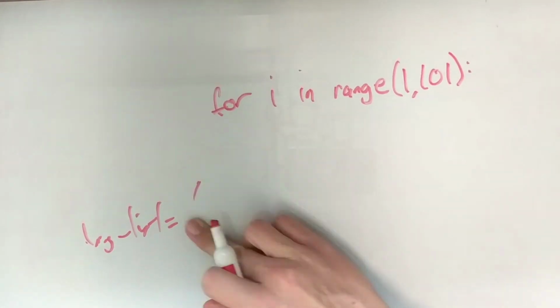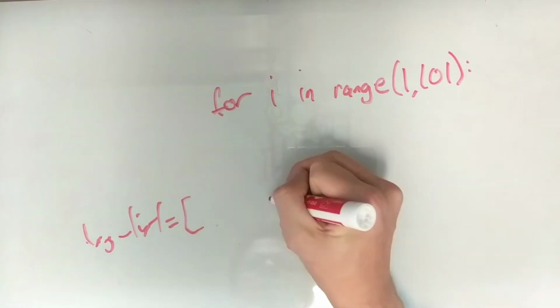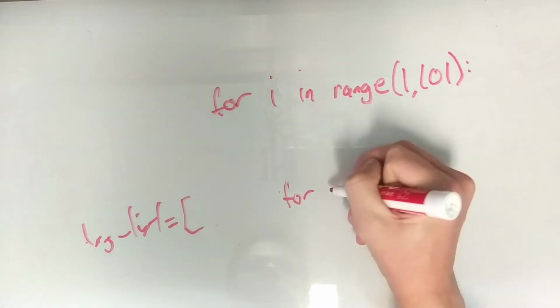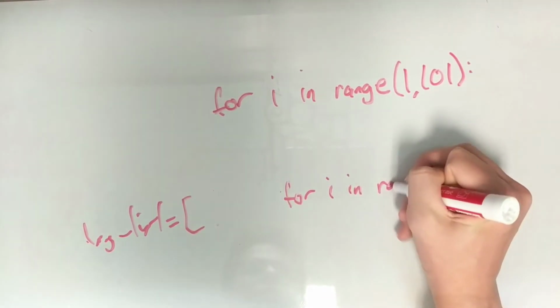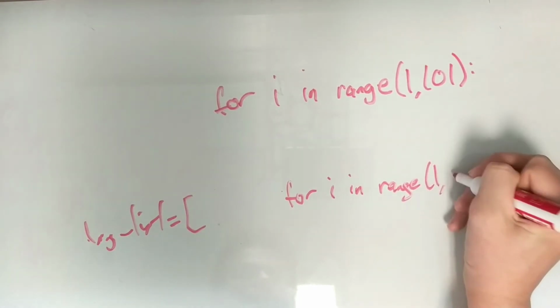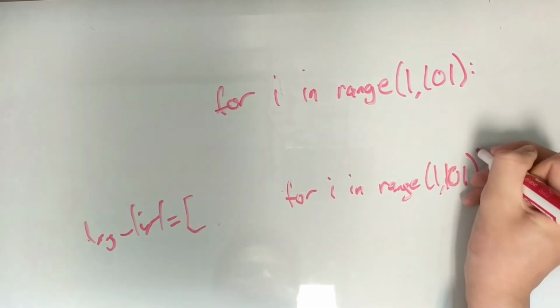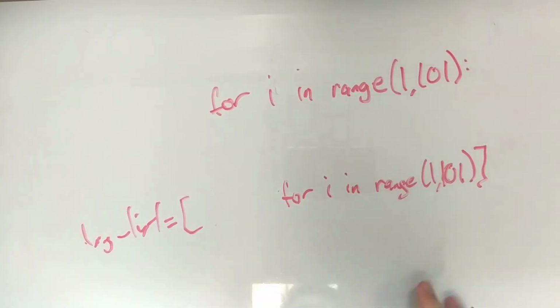Long list is equal to this list, and we can actually just stick that for statement right in our for loop, or right in our list. Now what do we want to do for each of these i's?